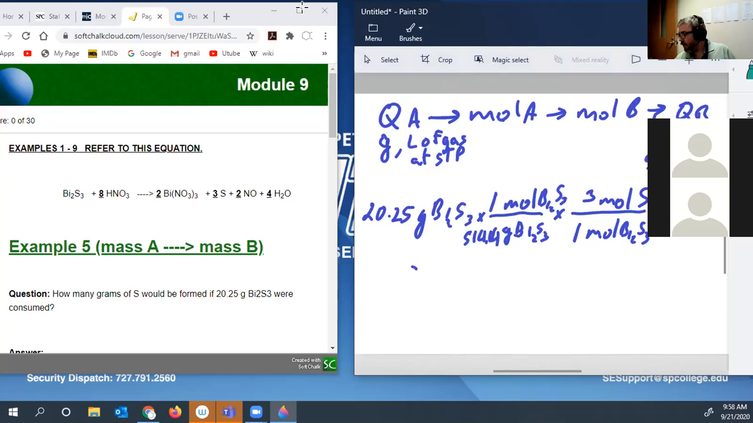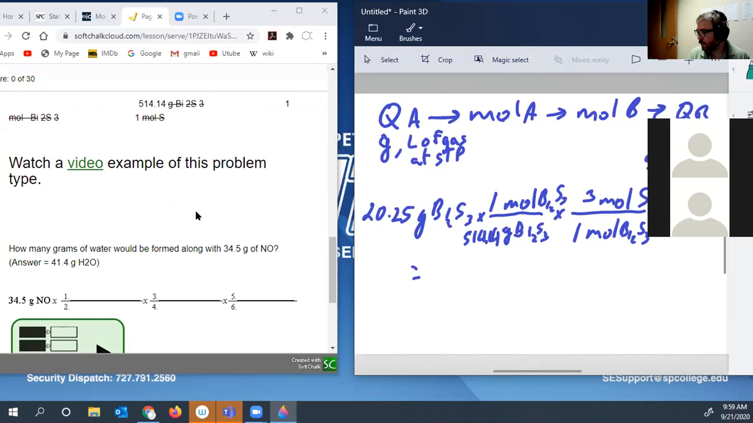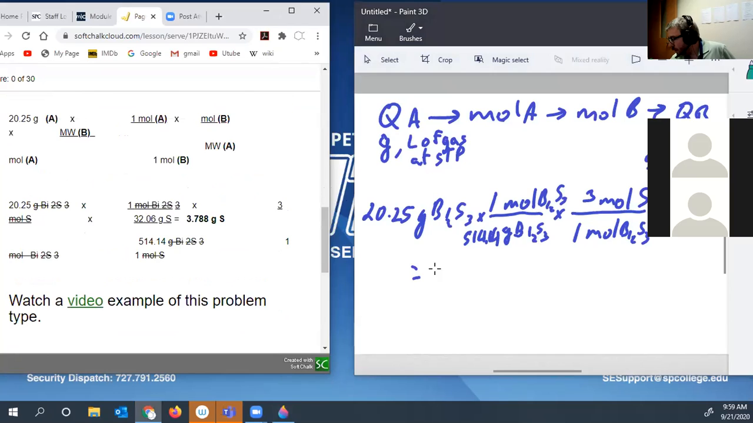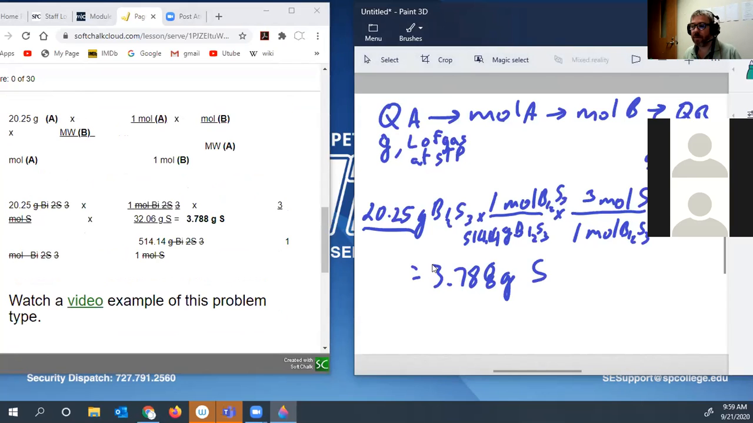So the answer to that comes out to be 3.788 grams of sulfur. So again, you'll notice the significant figures, which are going to be determined by what we start with at the beginning of the problem. So we end up with 4 at the end.